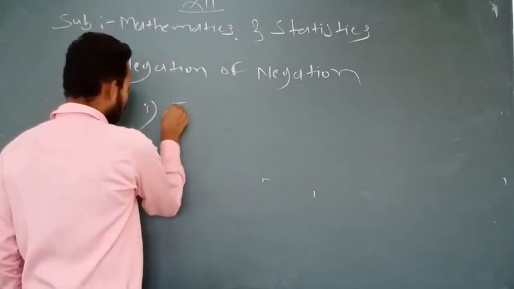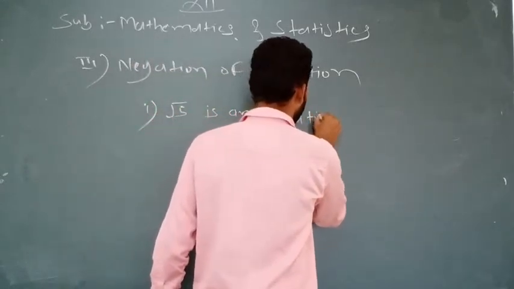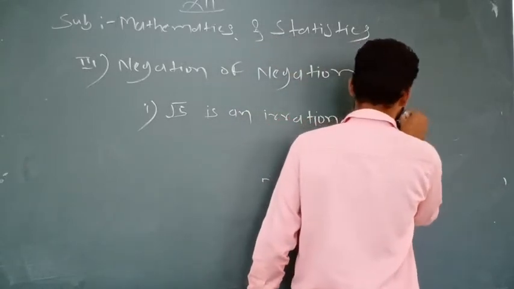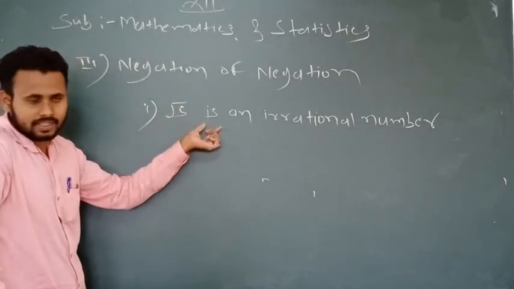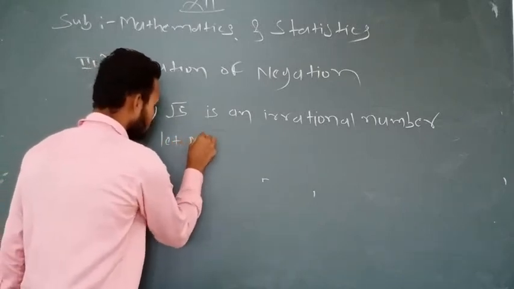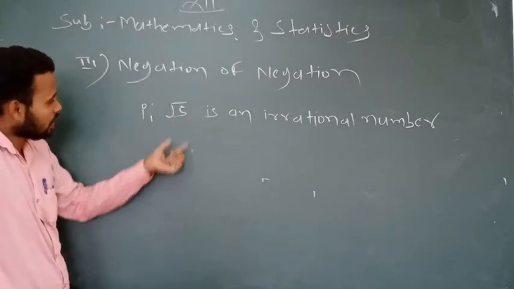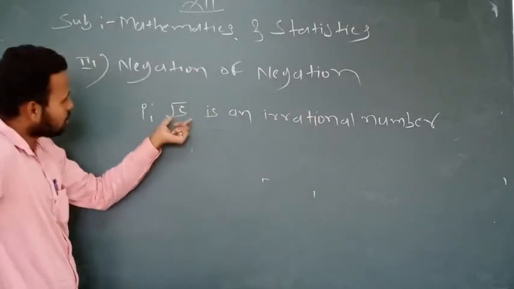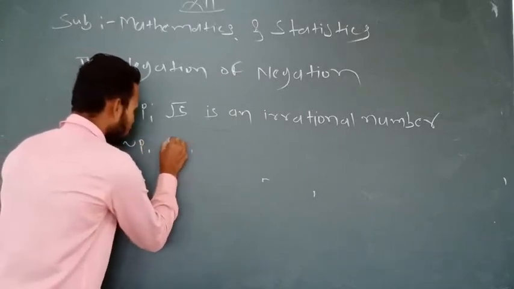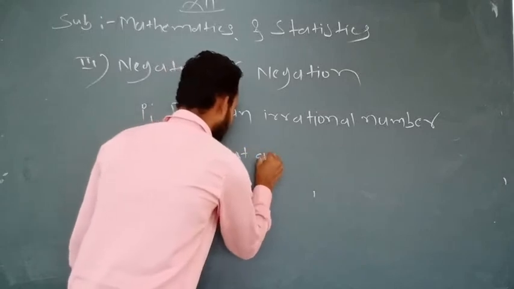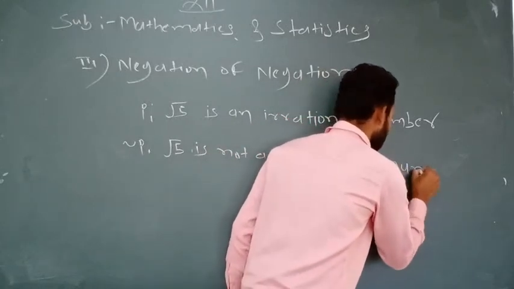For example, the square root of 5 is an irrational number. Let P be this given statement. Then the negation of that statement is: the square root of 5 is not an irrational number.